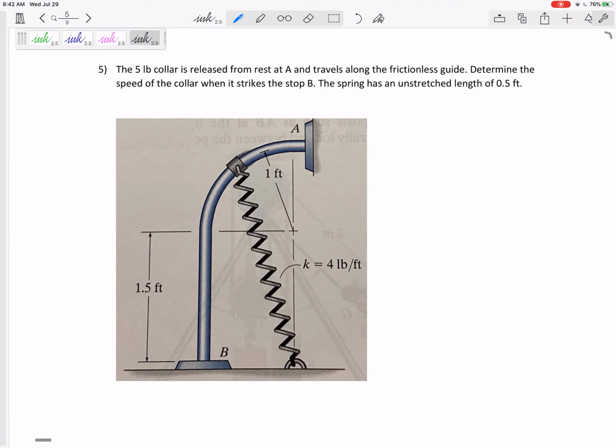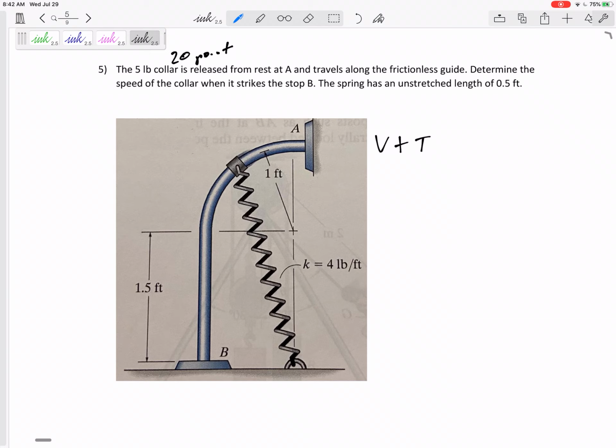All right, problem number 5 will be a conservation of energy problem, a 20-point problem. A 5-pound collar is released from rest at A. It travels along the frictionless guide. Determine the speed of the collar when it strikes the stop B. The spring has an unstretched length of 0.5 feet.